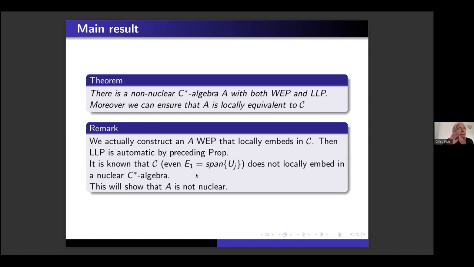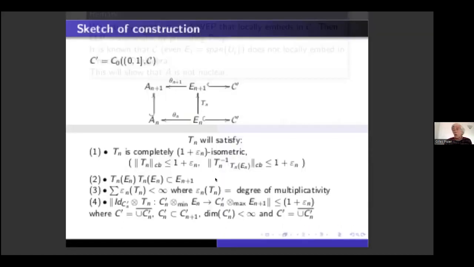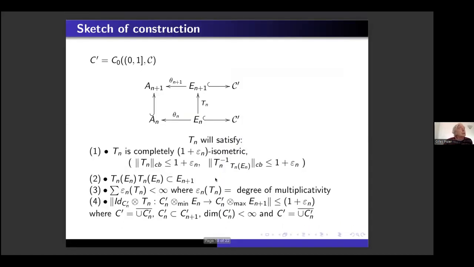In fact, there are lots of refinements. If just the linear span of the free unitary generators, a canonical object in script C, does not locally embed, and it can be refined in many ways, then that's an obstruction to nuclearity. Okay. So the sketch of the construction is like this.